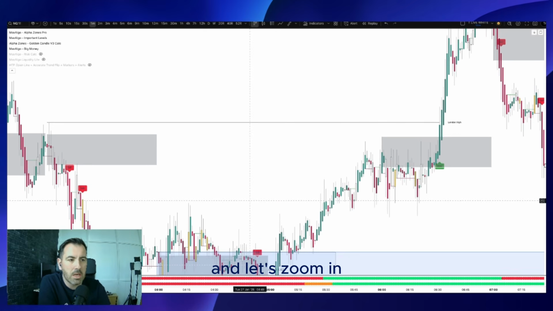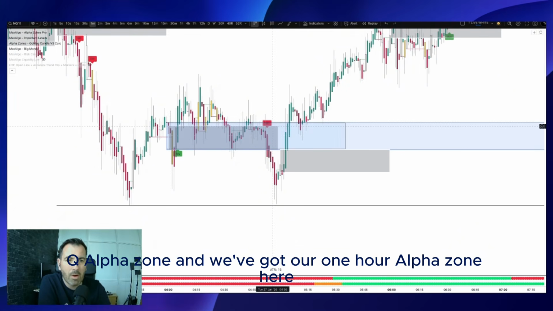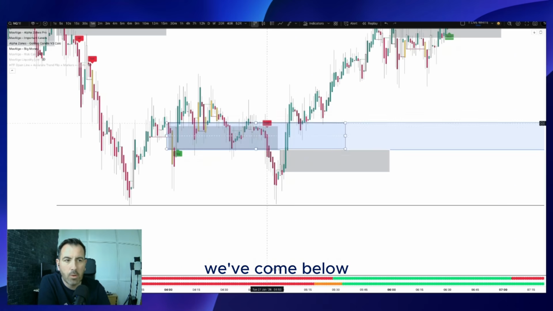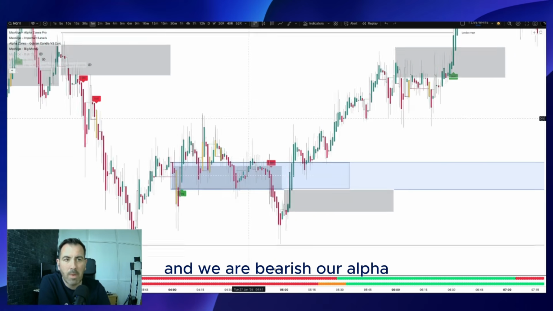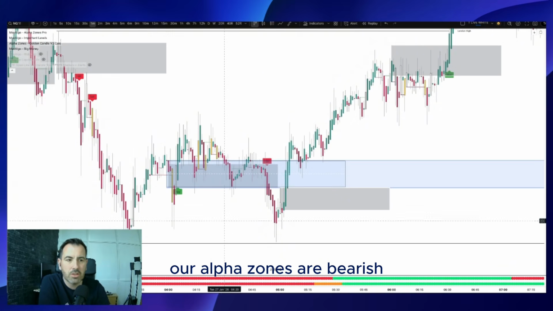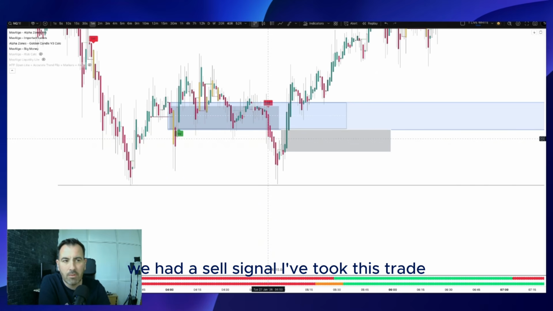And let's zoom in. This is our Q alpha zone, and we've got our 1 hour alpha zone here. We've come below, we've closed below our 1 hour alpha zone, and we are bearish. Our alpha zones are bearish. What would I be wary of? I'm looking to take a trade, which I have as soon as it's come below the hourly alpha zone. We've had a sell signal.